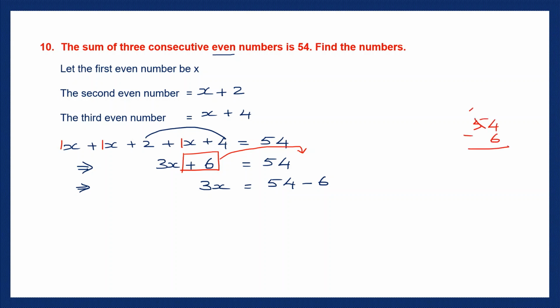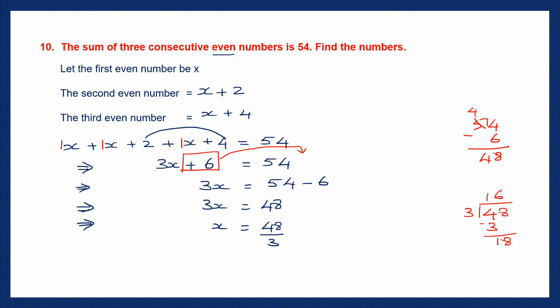So let's borrow. Here it is 4. 14 minus 6 is 8 and this is 4. So we get 48. So 3x is equal to 48. So now we can find the value of x. X will be 48 divided by 3. So let's do that division. 48 divided by 3. 3 ones are 3. 3 sixes are 18. So we have 16. 48 divided by 3 is 16.